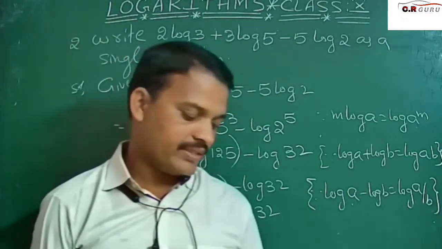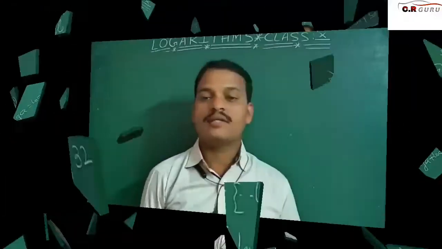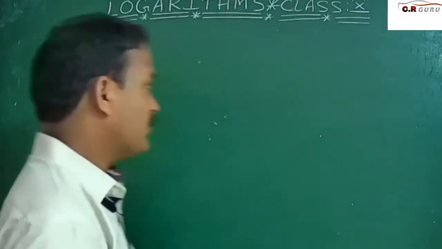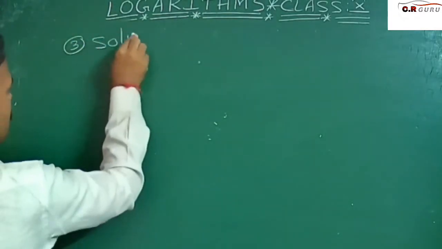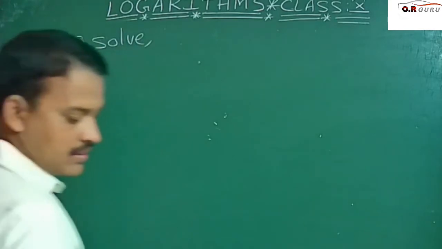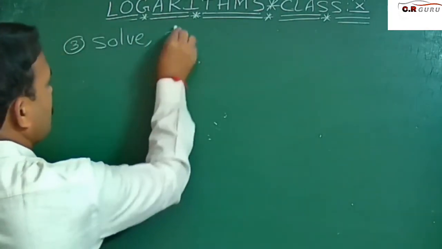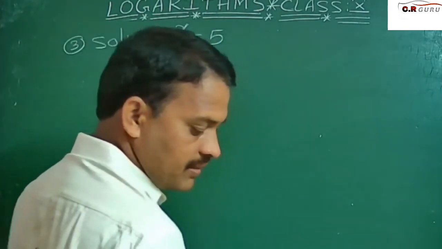So it is page number 21. Okay, next, one more example. SSC textbook page number 22. Third example is: solve 3 power of x is equal to 5 power of x minus 2.